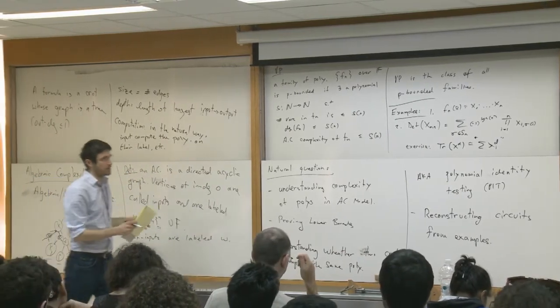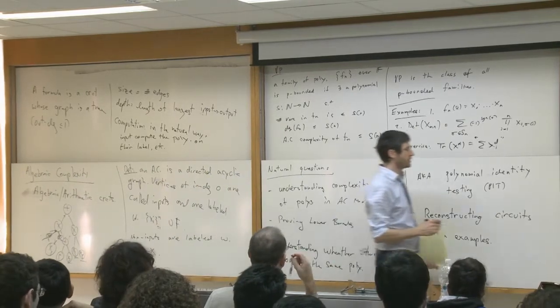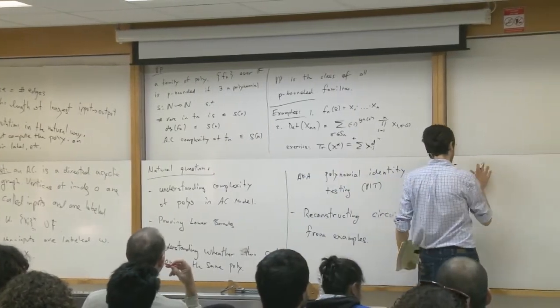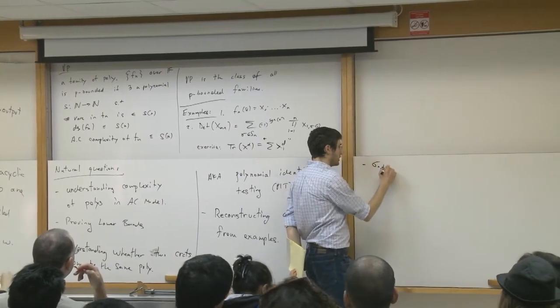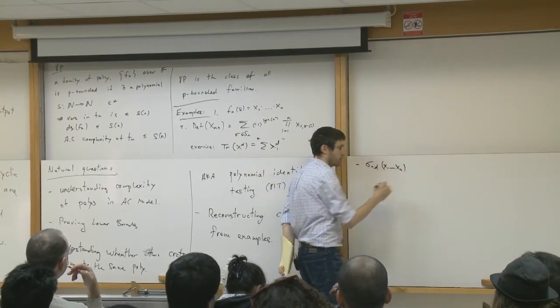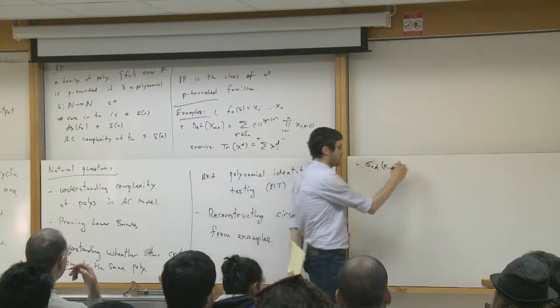Okay, good. Maybe I'll show you one more family which is efficient. The last example will be, let's call it sigma n d. It's going to be the symmetric polynomial on n variables of degree d, just a summation.